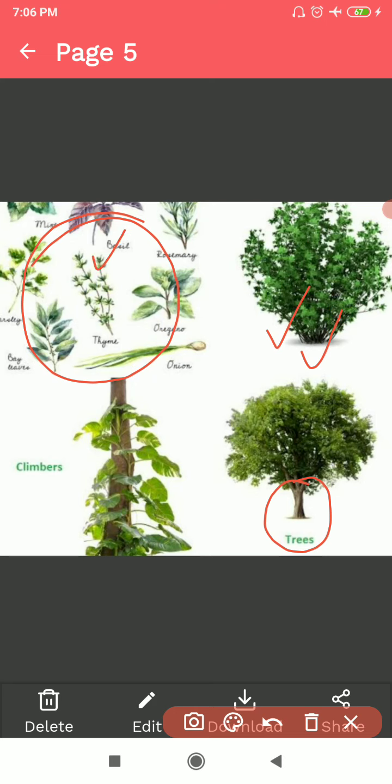Now we see the climbers and creepers. The stems of climbers and creepers are very weak. They have thin stems and they cannot stand erect. So the climbers need the support of other plants or some sticks to grow up, to climb up. The examples of climbers are money plant and the example of creepers are pumpkin plants.